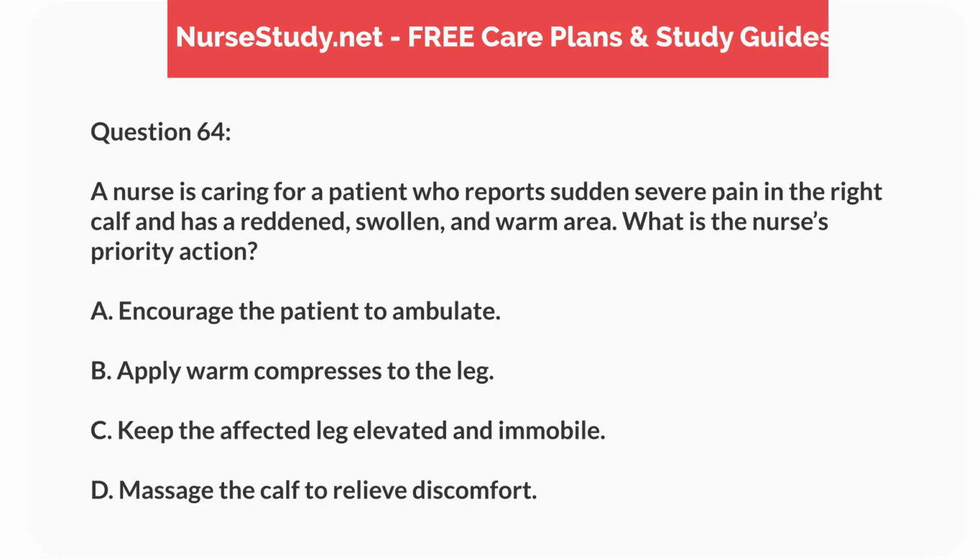Question 64. A nurse is caring for a patient who reports sudden severe pain in the right calf and has a reddened, swollen, and warm area. What is the nurse's priority action? A. Encourage the patient to ambulate. B. Apply warm compresses to the leg. C. Keep the affected leg elevated and immobile. D. Massage the calf to relieve discomfort.